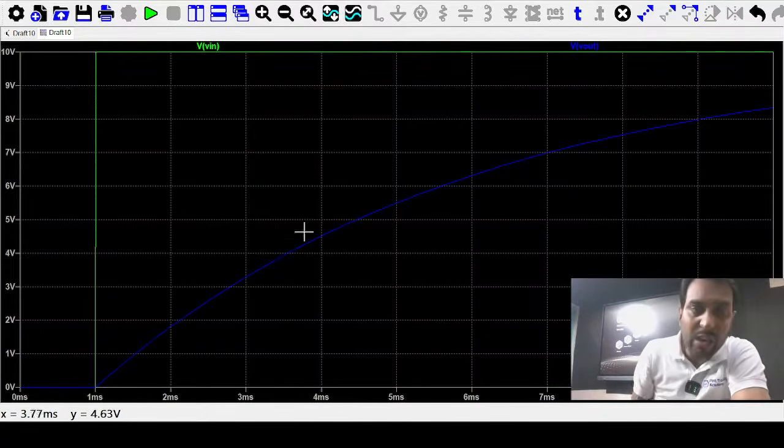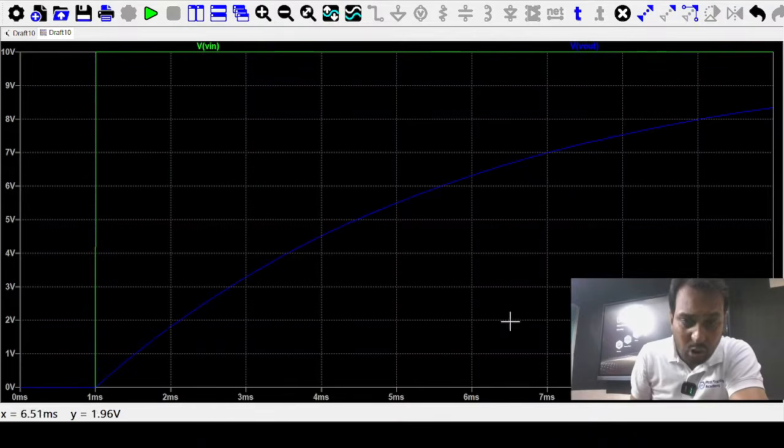If the resistance value is high, the current will be limited; as the resistance increases, the current decreases, and the capacitor charges slowly, because I is equal to dq by dt and q is equal to the integral of I dt. So the smaller your current, the smaller the charge on the capacitor. If you look here, the capacitor does not charge to 10 volt till 10 millisecond.